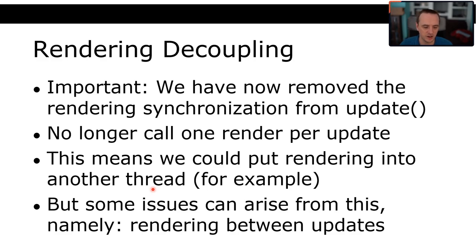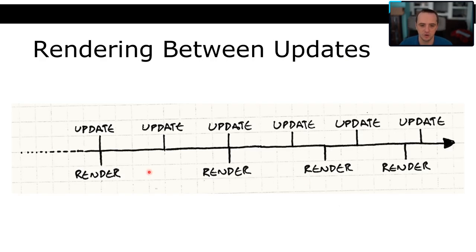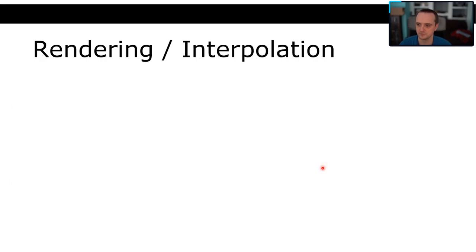But some issues can arise from that. For example, if you completely decoupled it, you could render between updates and that could be messy. If this gets really weird, like maybe you're trying to do two updates per frame, you do an update and then a render. Update, update, render. But uh-oh, if we don't take care of this somehow, we may be doing renderings in the middle of updates. So make sure that you take care of that if you end up doing that.